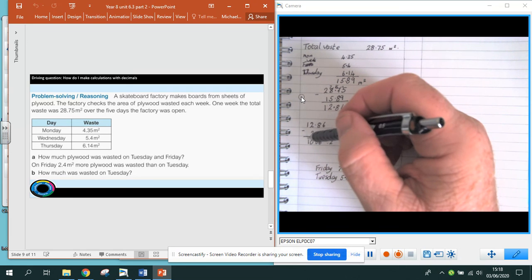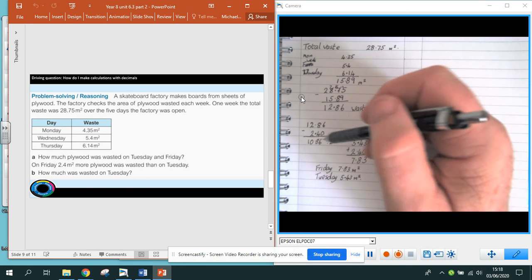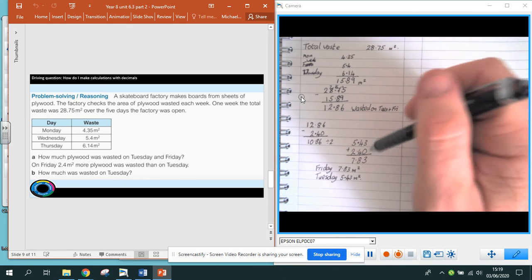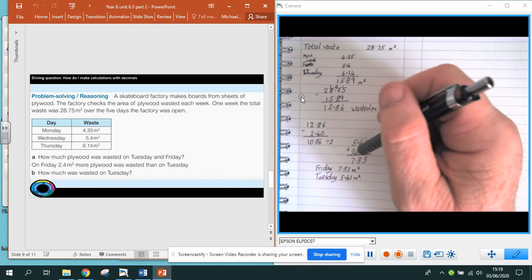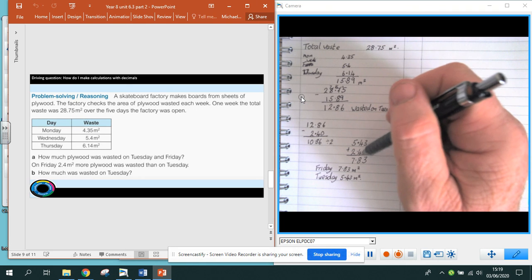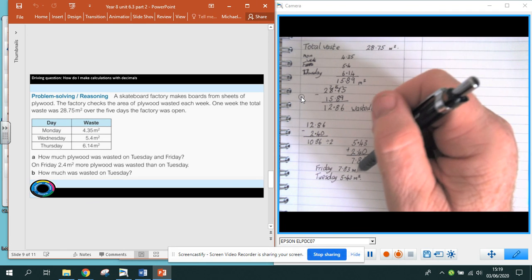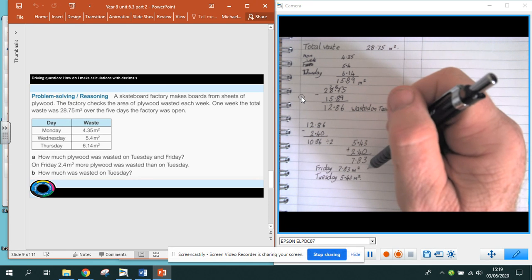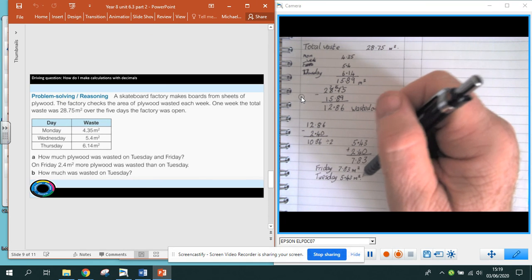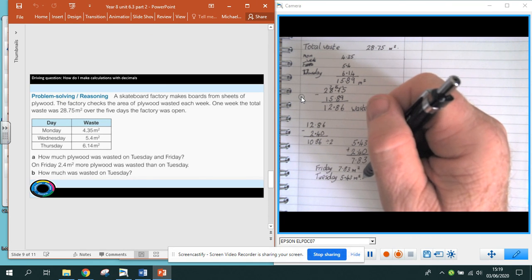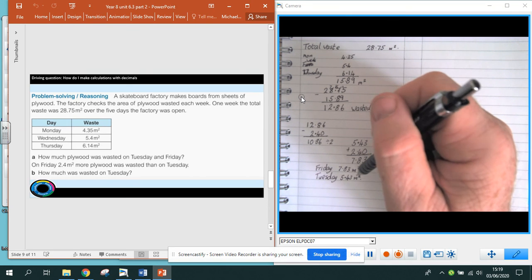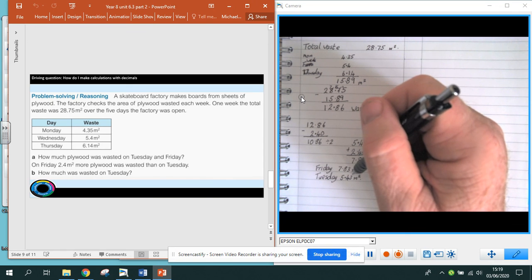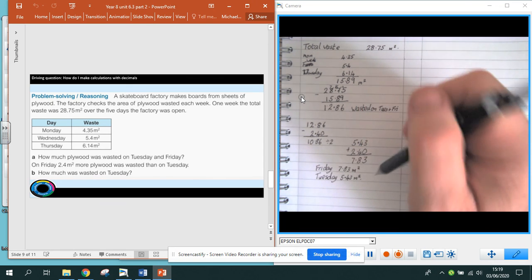So if I do that, I got to 10.86 square meters. So if I divide that by 2, I get 5.43 meters. If I add the 2.4 on, I get 7.83. So on one day, 5.43 square meters was wasted. On another day, 7.83 square meters was wasted. So on Tuesday, 5.43 square meters was wasted. On Friday, there was an additional 2.4 square meters wasted, and 5.43 plus 2.4 gives you 7.83 square meters.